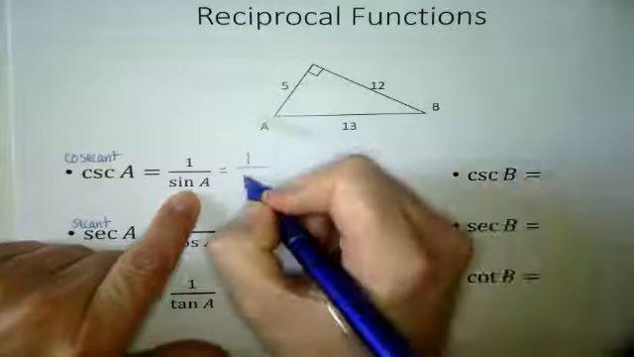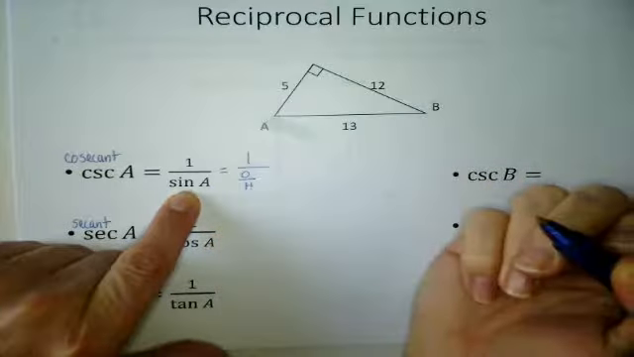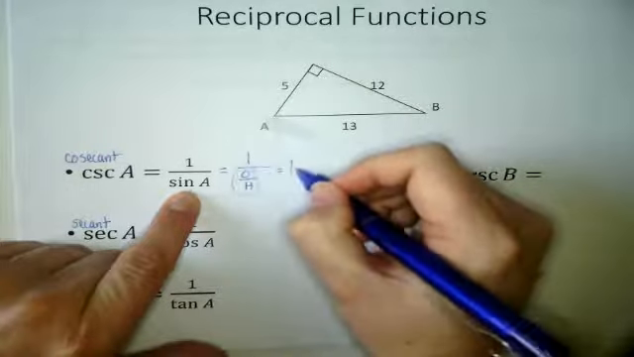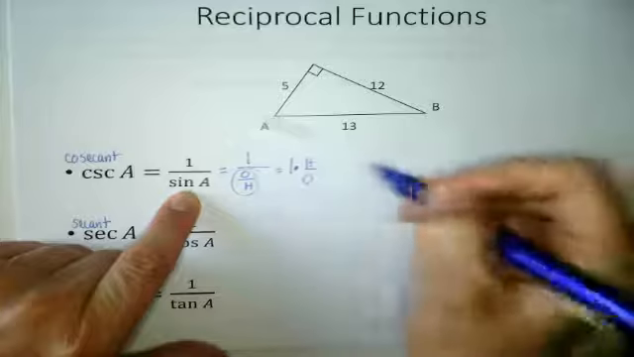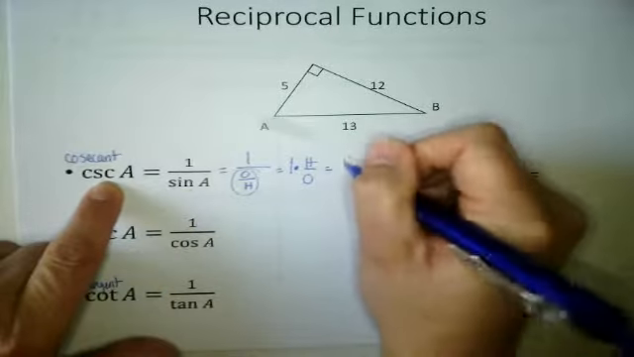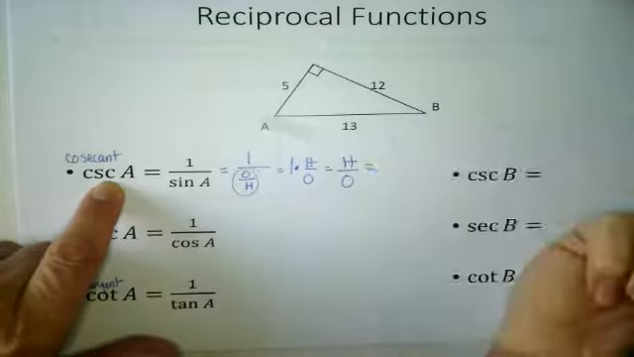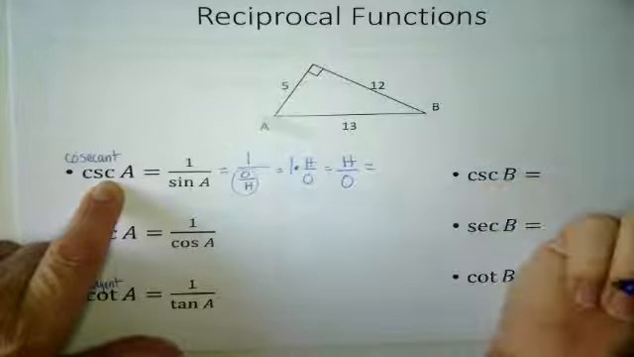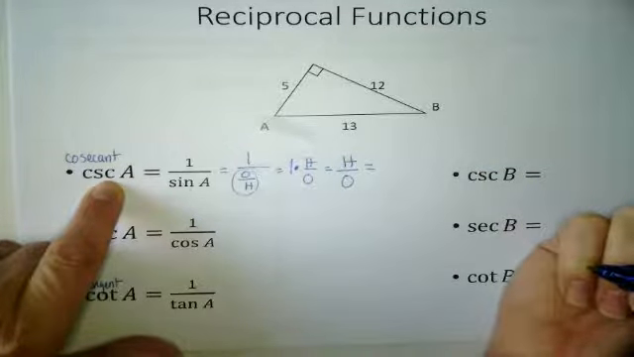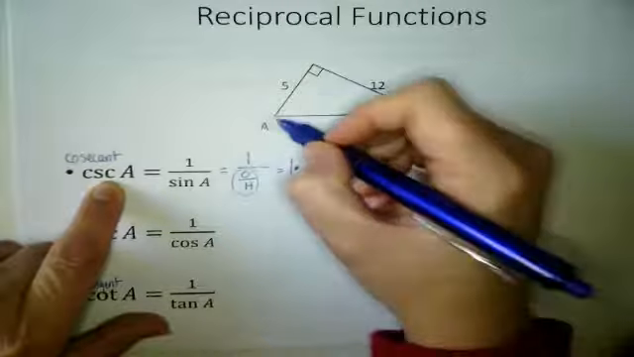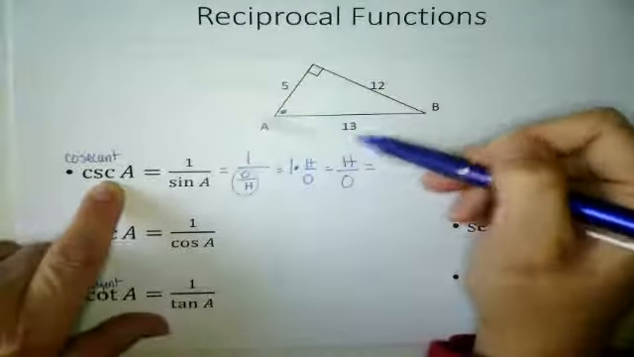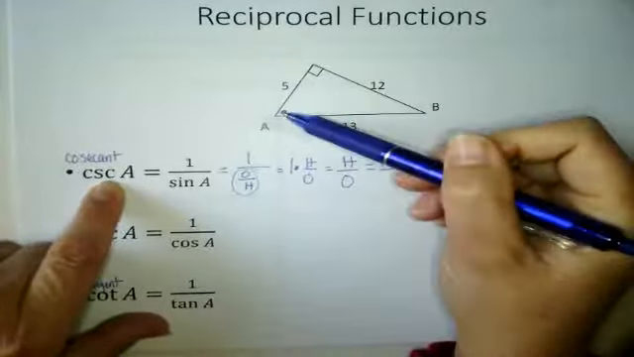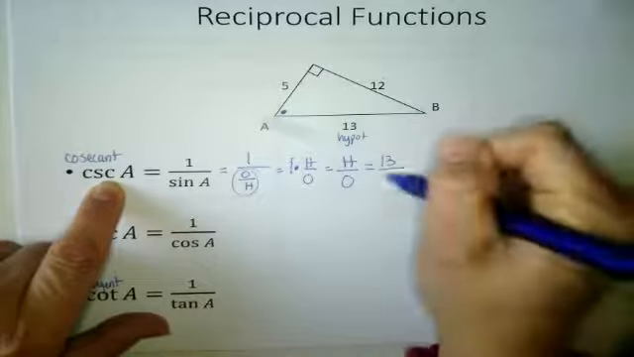And sine, we know, is opposite over hypotenuse. Well, I don't like dividing by a fraction, so we're going to keep, change, flip. Keep the 1, multiply by hypotenuse over opposite. Oh, so cosecant is really hypotenuse over opposite. So all we have to do is flip the sine ratio, which would be, in this case, looking from angle A, the hypotenuse is always 13. The opposite side of angle A would be 12.